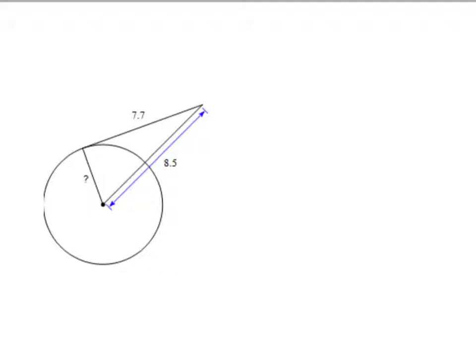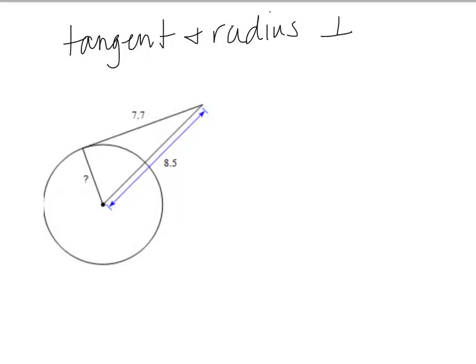Alright, here's another problem, and this is one of the ones that we talked about in class today, where I said that the tangent line and the radius form a 90-degree angle. They're perpendicular. So here is my tangent line. Here is my radius, and those form a 90-degree angle.